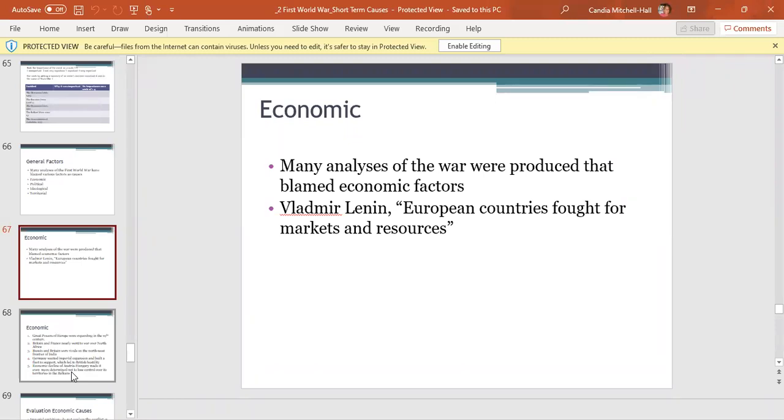Many analyses of the war argue that the reason for the war was economic. Some people blame it on economic reasons. So a political thinker and historian by the name of Vladimir Lenin argues that European countries fought for markets and resources, and that was a reason for the First World War.